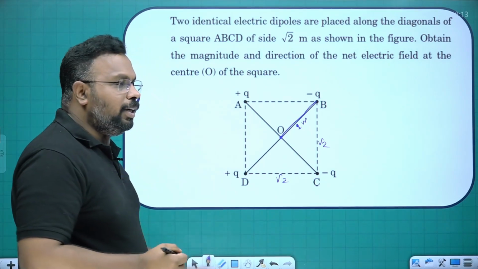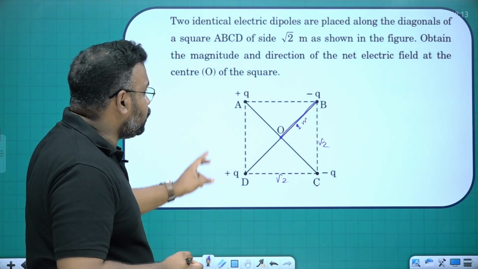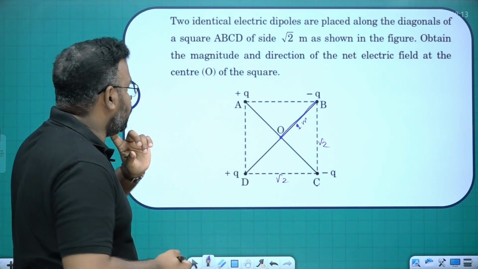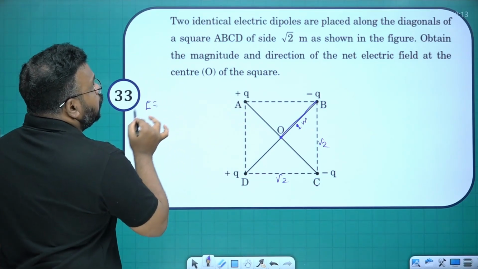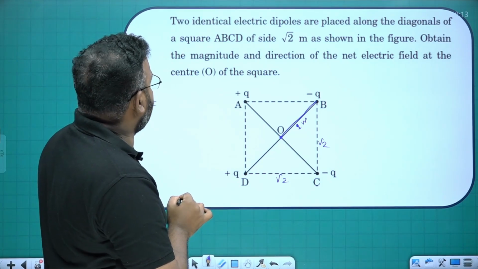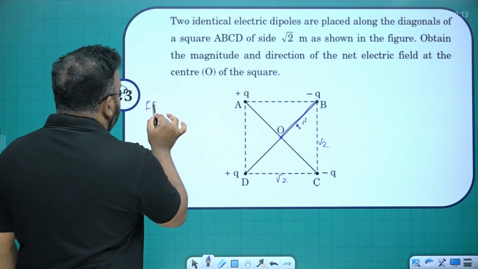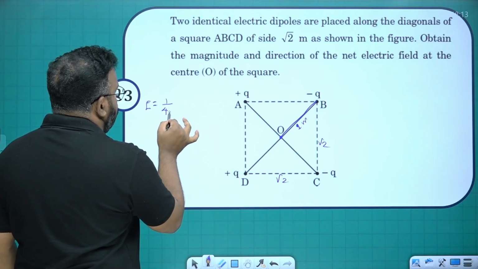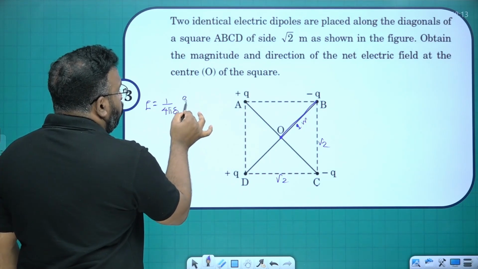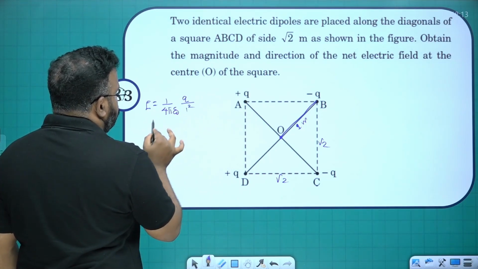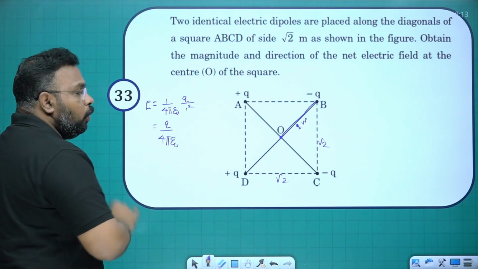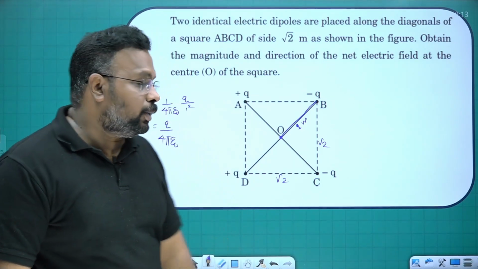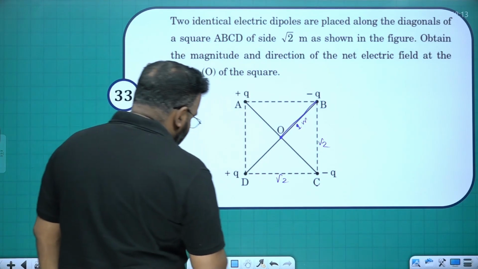Now all are identical charges. Identical charges, but signs are different. So anyway, what will be the field magnitude due to one charge? Charge is given as Q only, right? So what we can give is E equal to 1 by 4 pi epsilon naught into Q by R square, but R is 1, so 1 square is 1. So we get Q by 4 pi epsilon naught. This is the magnitude of electric field due to all the charges. Now let's check what are the directions.